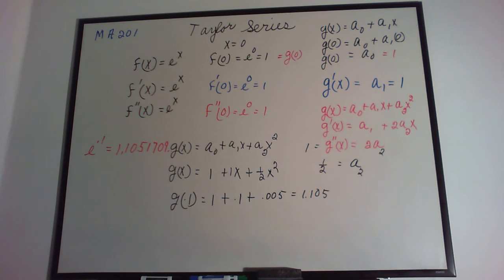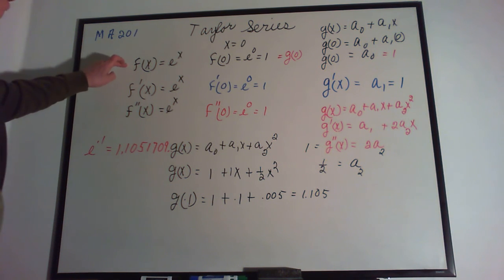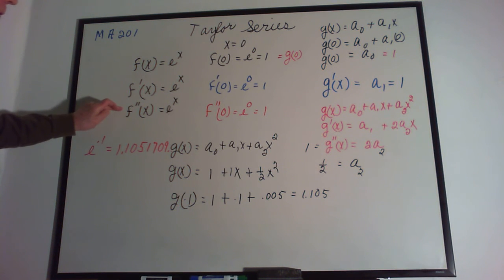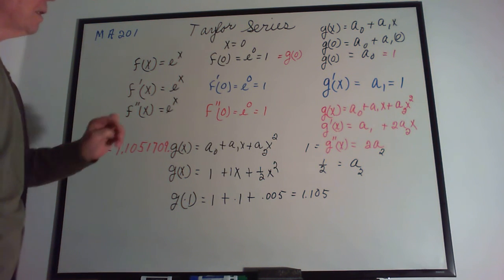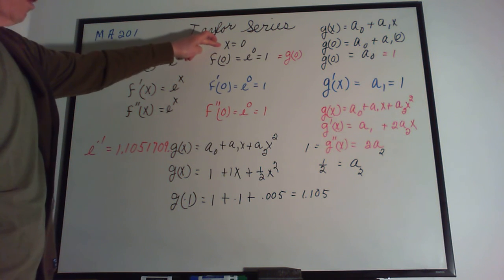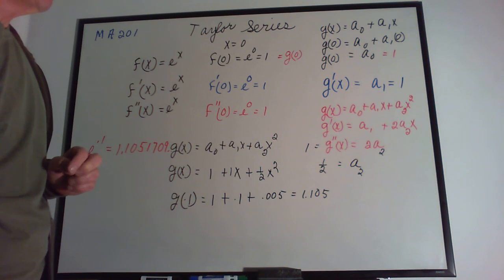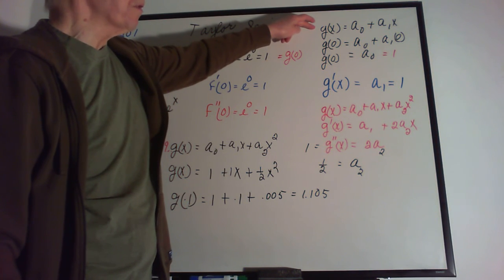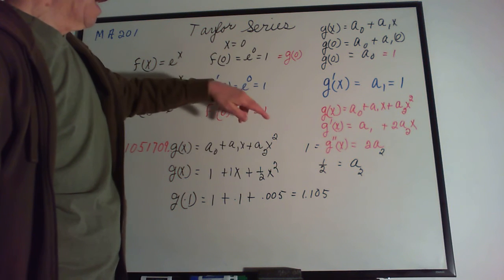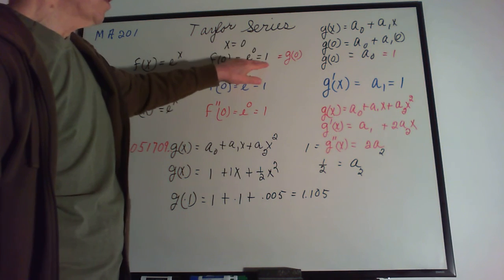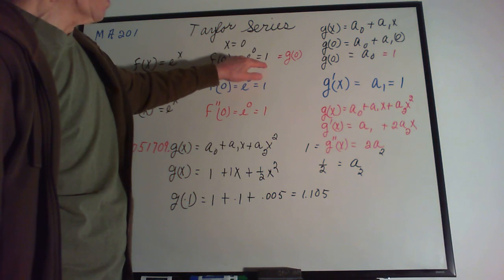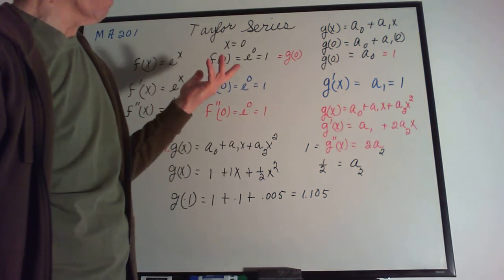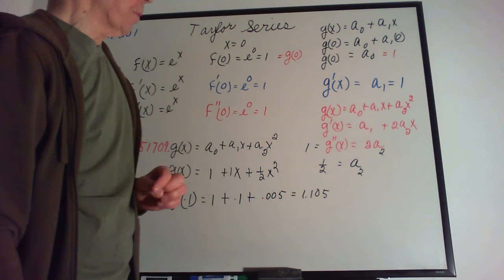So let me go over this again with you. Have a function f of x equals e to the x. Take the first derivative, get e to the x. Take the second derivative, I get e to the x. Take a value of x equals 0, substitute it in, I get 1. I have a polynomial. In this case, just has two terms, a sub 0 plus a sub 1x. I want g of 0 to equal this. So the question becomes, what must a sub 0 be? When I put the 0 in for x, I get 0. A sub 0 must equal 1.